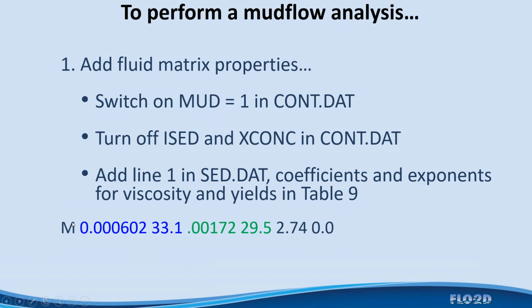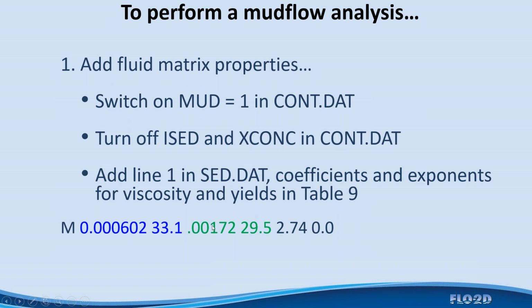So this would be one line in sed.data, and it would be M for mudflow, coefficient and exponent for viscosity, coefficient and exponent for yield stress. The 2.74 represents the specific gravity, might be slightly different than 2.65. You could probably use 2.65. I just have this for the specific weight of the mixture in the model. And then this is the K factor, 0.0 is the K factor, the laminar flow end value. So this is all you need. Everything else is internal to the model.